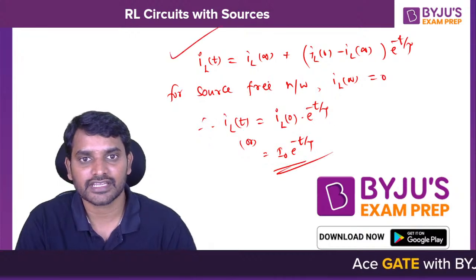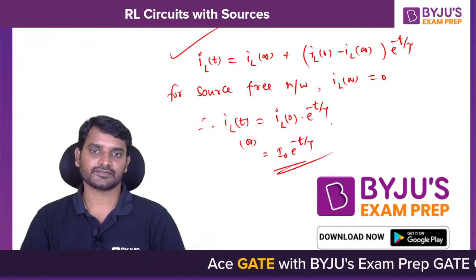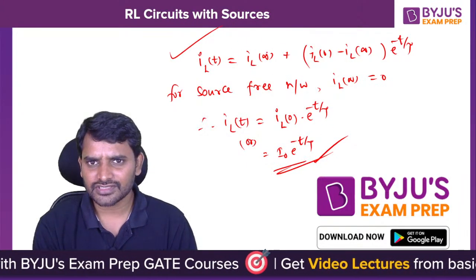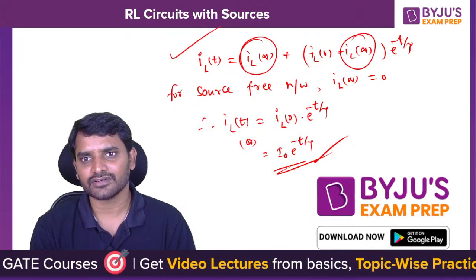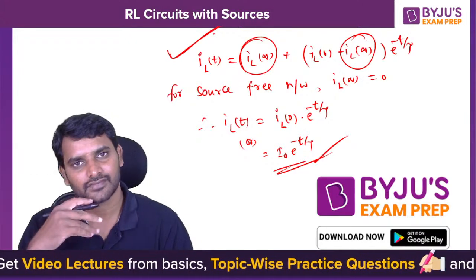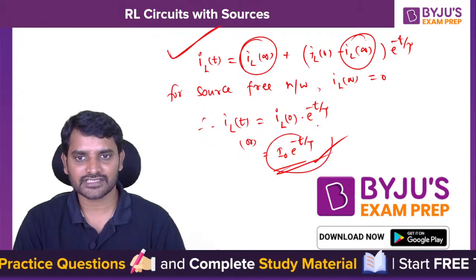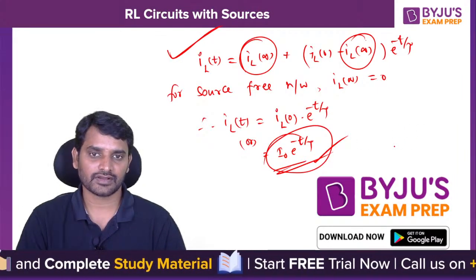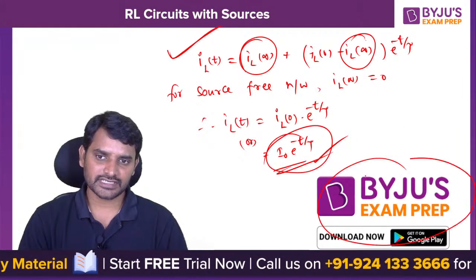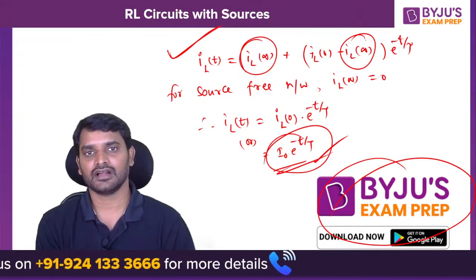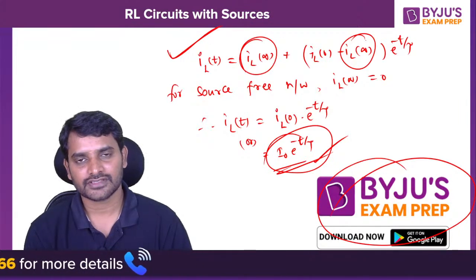With sources, you can take up this. Without sources, you can take up this. Without source, obviously the final value will be 0, so you can use this equation itself. No issues. If you substitute 0, again the equation will turn out to be like this. All right. So this is about RL circuits with sources.